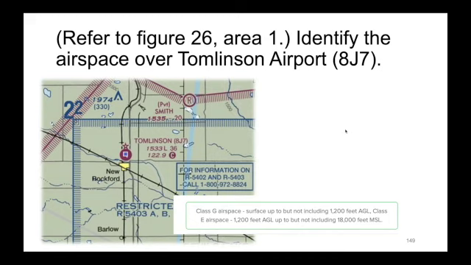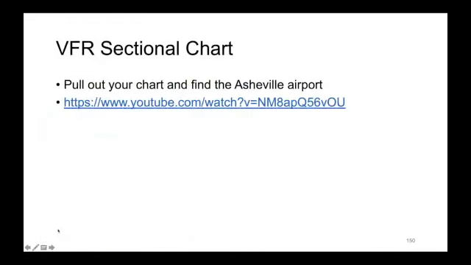Surface up to, not including, 1,200 feet AGL is a Class E airspace. And that's a typical test question as well. Class G goes up to Class E, and Class E typically starts at 1,200 feet and goes up. If it's the fuzzy magenta, we know that starts at 700 feet and goes up. Make sure you look at your maps.